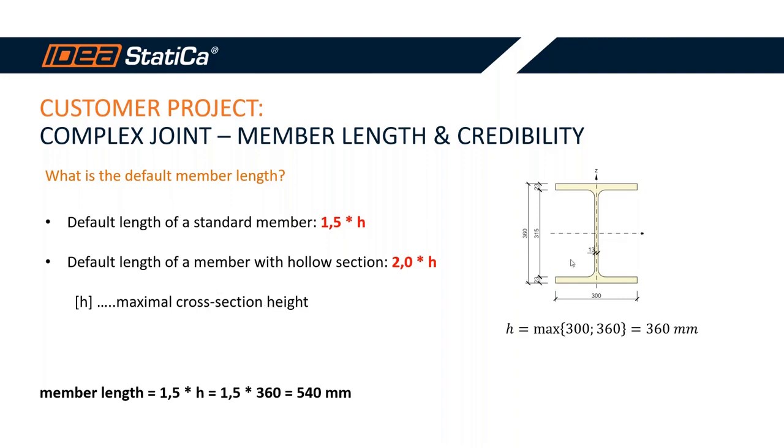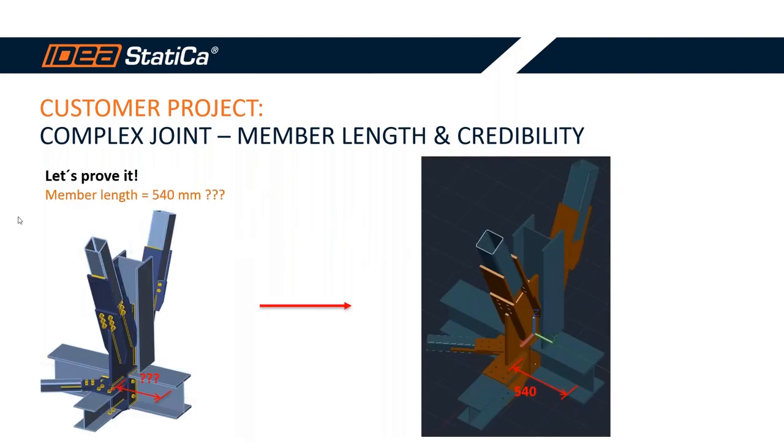For instance, I prepared for you this section where the maximal cross-section height is 360 millimeters. And according to the above algorithms, you can see that we will use this one. So the member length is 1.5 multiplied by 360 millimeters, and it's this number. So therefore, let's prove it.